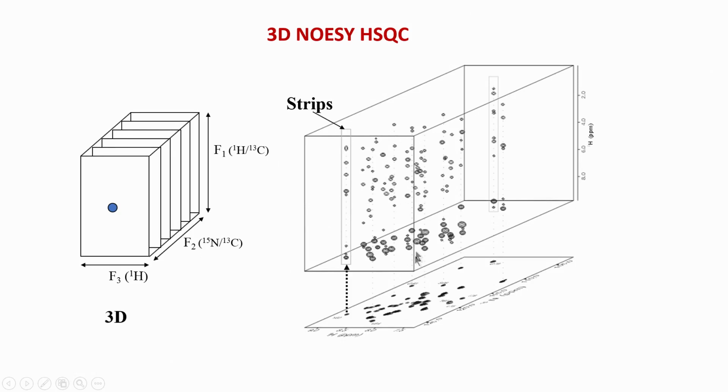So you have a 3D spectrum, the base is the HSQC, and this HSQC can be either proton nitrogen or it can be carbon proton HSQC. And for every peak in the HSQC, if you go in the third dimension, you will see a set of peaks or correlations, and these peaks are the ones which could come from the same amino acid, or it could come from a far away amino acid, or it could come from a neighboring amino acid.